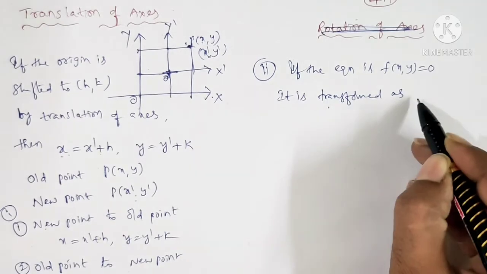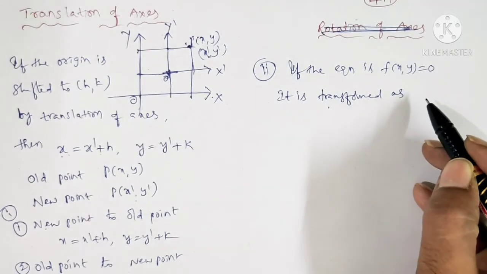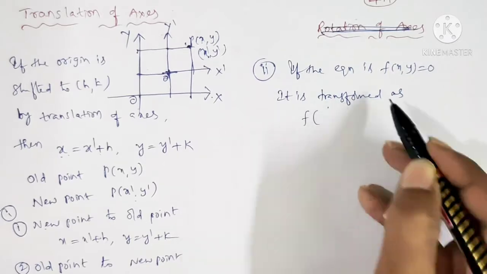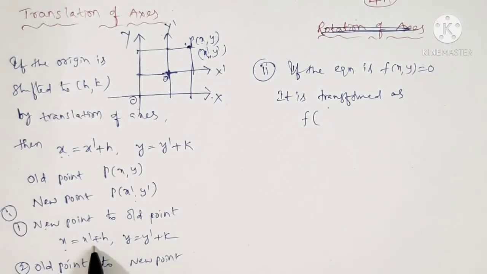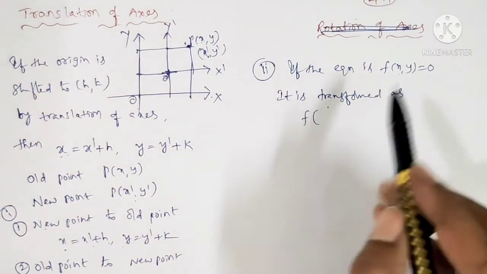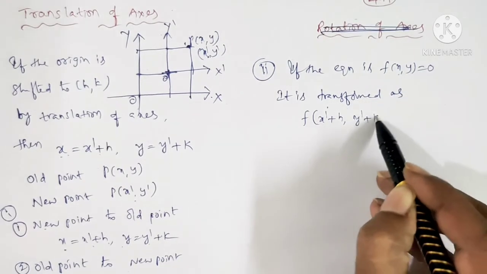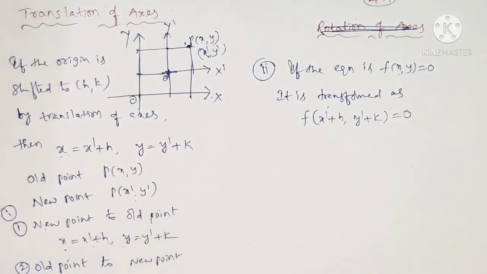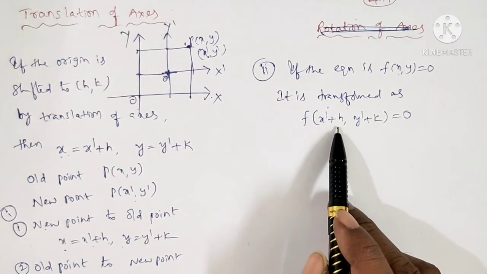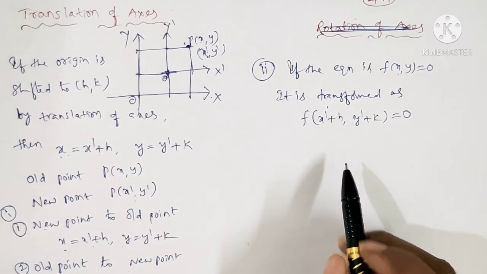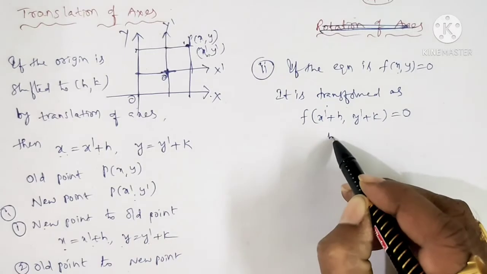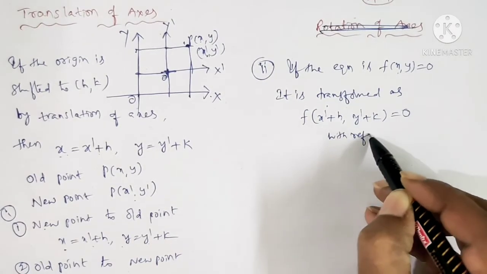Very simple. The reason is, we already know what x is and what y is. Here x is x dash plus h and y is y dash plus k. So replace x by x dash plus h and y by y dash plus k, and that equals 0. So that is the equation of the curve with reference to the new axis.